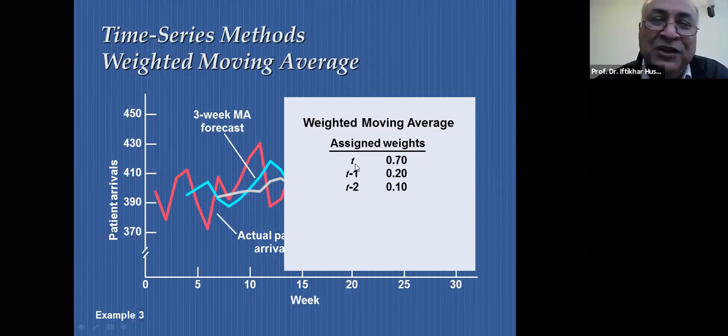So we give more weight to the recent past. So t, then t minus 1, t minus 2. You see the weights are decreasing. So that is the secret, that more weight is assigned to the recent time period, recent past time period.